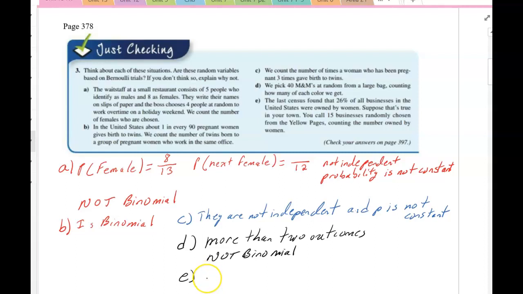The probability of success is 0.26. There is a fixed number of trials, 15. And we'll assume that they are independent. So this, I would say, is binomial. So the next learning target is going to be about calculating binomial probabilities.